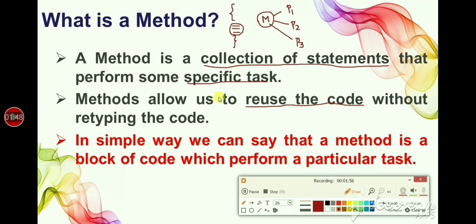Reuse is an important concept in object-oriented programming languages like Java. This practice is sometimes called write once, run anywhere. It's called WORA, which means write once, run anywhere. In a simple way, we can say that a method is a block of code which performs a particular task. The block of code is similar to the first point. This is called block of code. So this is about methods.